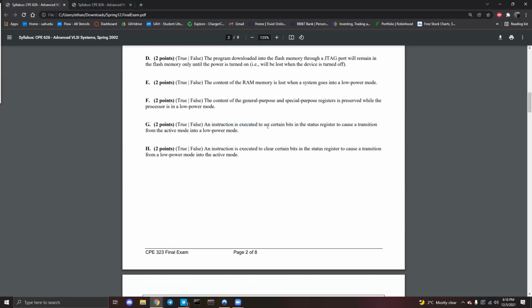An instruction is executed to set certain bits. Oh yeah, no, that is true. Sorry. It sends it into low power mode. Yeah, that's right, because how we've done it in the lab is through an instruction. I thought it was the other way, I thought it was waking it up, but no, it's turning it off. When it turns on, it has to be external because you can't execute an instruction. Which I think is the next one.